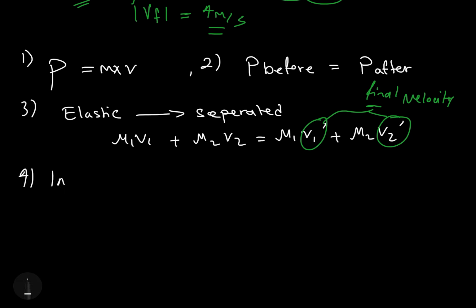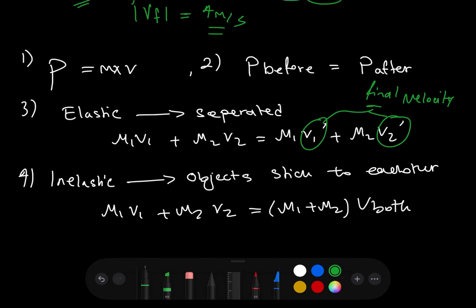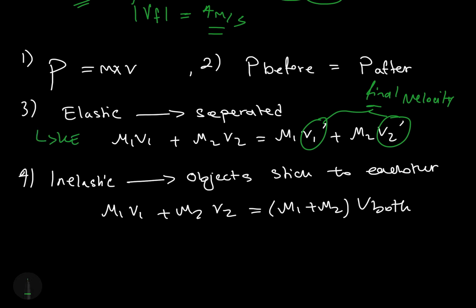And last but not least, if they're undergoing inelastic collision, then the two objects stick to each other. And we can say that M1V1 plus M2V2 is equal to M1 plus M2 times the velocity of both the objects. And keep in mind, in both situations, the momentum before and after the collision is conserved. However, in elastic collisions, the total kinetic energy is also conserved. But in inelastic collisions, the total kinetic energy is not conserved.